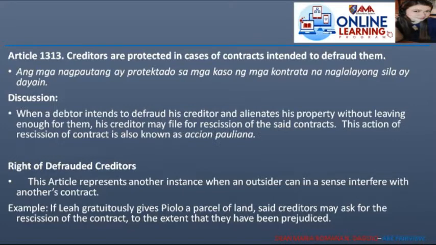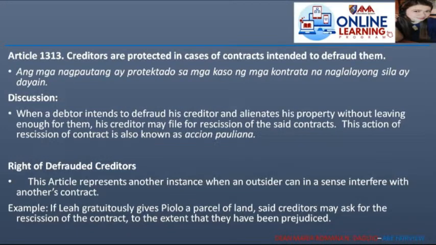This article represents another instance when an outsider can, in a sense, interfere with another's contract. Example, if Leia gratuitously gives Piolo a parcel of land, said creditors may ask for rescission of the contract to the extent that they have been prejudiced. So si Leia, okay, basta-basta na lang niya binigay yung lote niya o lupa kay Piolo, no? Wala lang, okay?